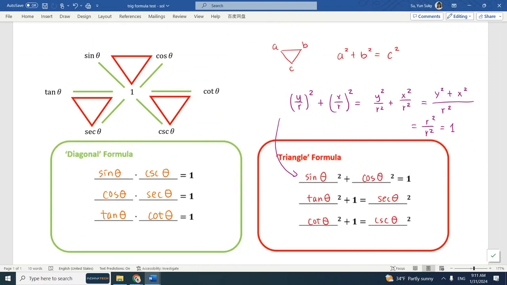You do the same thing. So you plug in x, y, r, and then you can show the rest. That's the idea. Any questions?